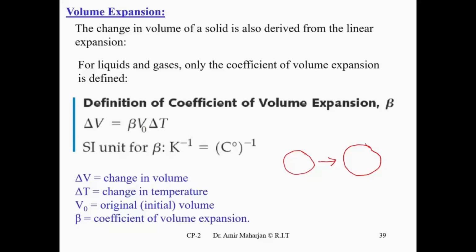Again, same formula: the increase in volume, or thermal expansion in volume, is given by delta V equals beta V naught delta T. Delta V is the change in volume, or cubical expansion. Delta T is the change in temperature. V naught is the original volume, remember. And beta is a constant for a given substance. It's different for different substances. It's called the coefficient of volume expansion, or cubical expansion. So that's about the volume expansion.